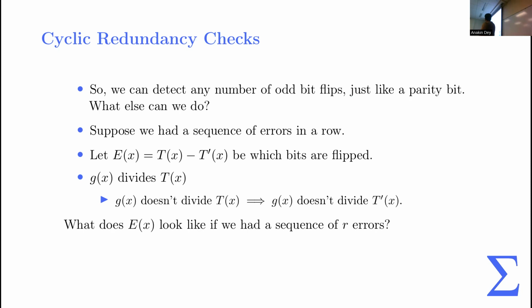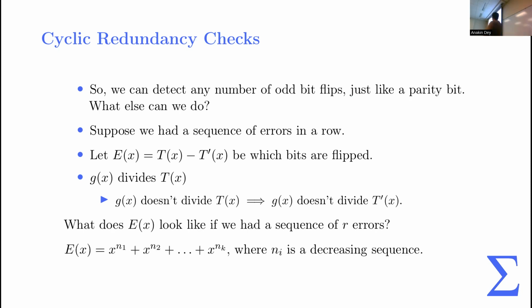So what does E of X look like if we had a sequence of errors? E of X is just the number of bits where we had errors, so it's going to be something like x to the n plus x to the n1 plus x to the n2 through x to the nk, where each exponent is a decreasing sequence. It'll be like x to the 4th plus x to the 2nd plus x to the 1st. We had 3 bits that were flipped sort of in a row.